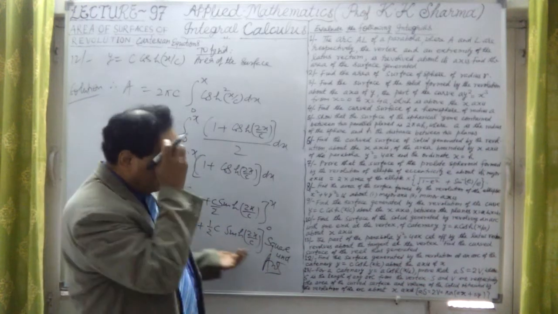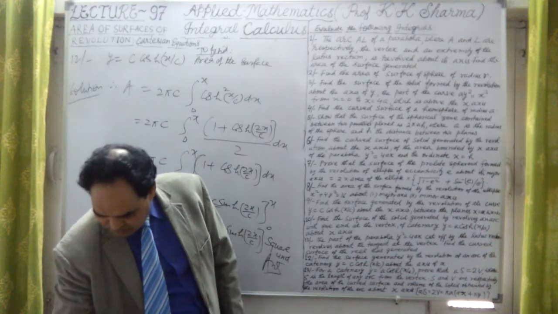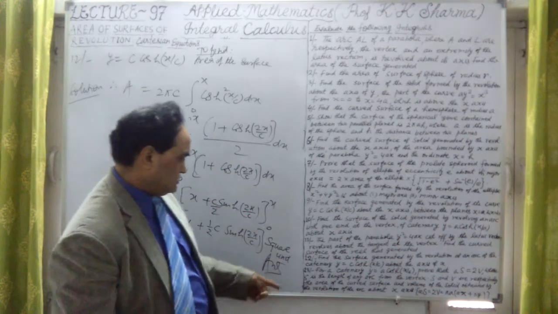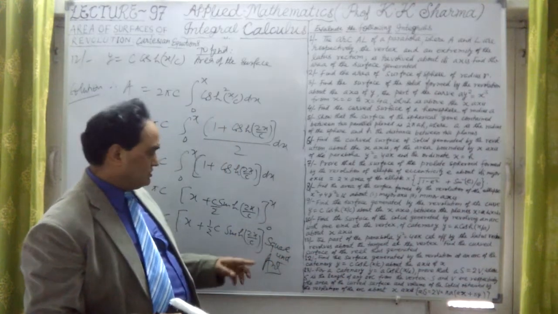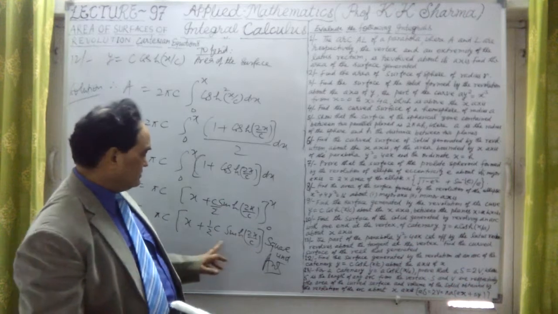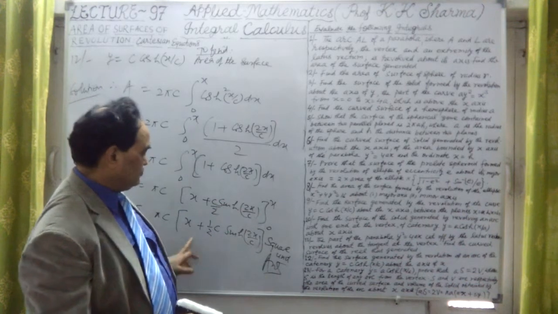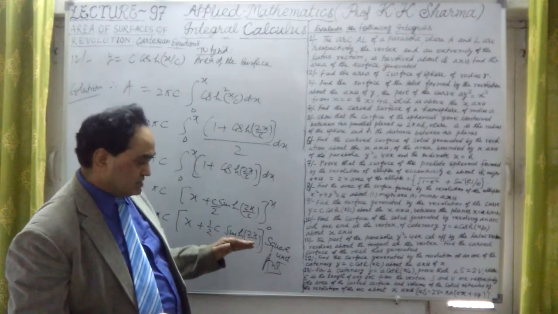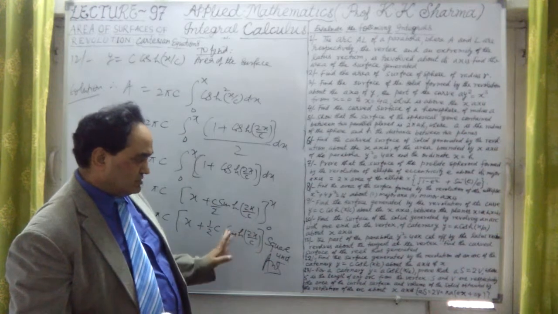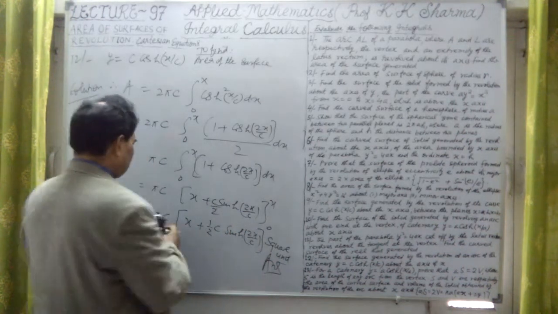We have to remember this, because it may be applied in the 13th question. I have seen that for a catenary y equal to a cos hyperbolic x upon a, only c is to be replaced by a here. So this is pi a into x plus half a sine hyperbolic twice x upon a. The area for this 13th question is this, capital S.